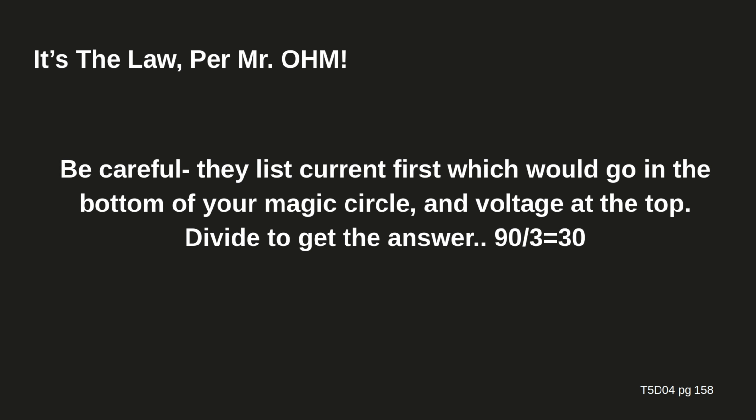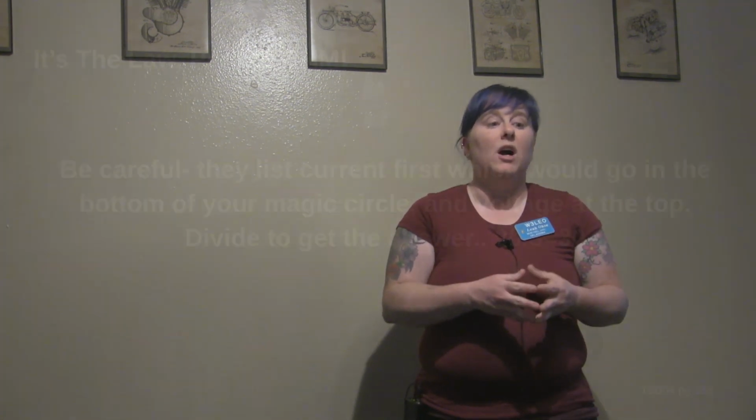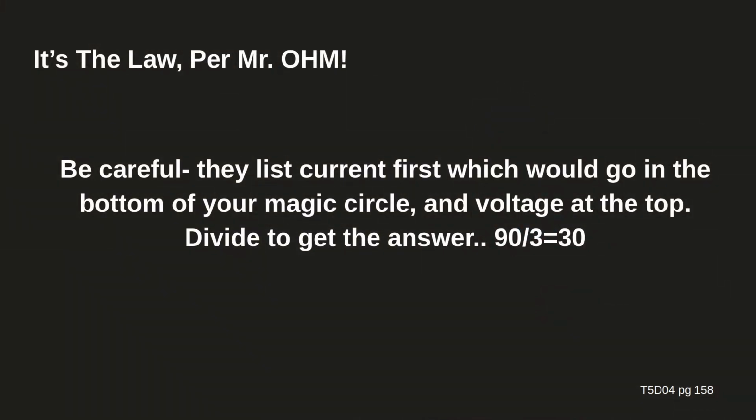Okay, so be careful. They list current first, which would go in the bottom of your magic circle. Again, when you're taking the exam, if you need sketch paper, you can draw it out and make your pie or watt circle. And voltage at the top, divide to get the answer. So this one here, you're going to divide. So 90 divided by 3 is 30. So it's only going to be multiplication or division, but it depends on what you're trying to get.